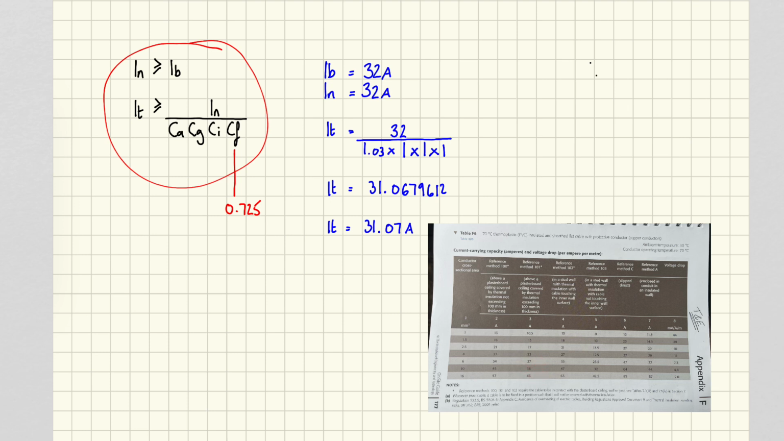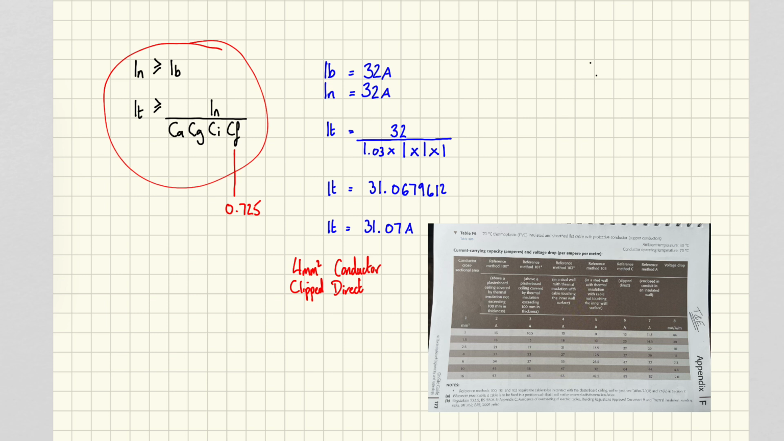But for ours, we said there wasn't any grouping, there wasn't any thermal insulation. We said it was going to be clip direct, so we come down this column here for the clip direct, and we get to 37. 27 is not big enough, so we go to the next size up, 37, and that is a 4 mil conductor.